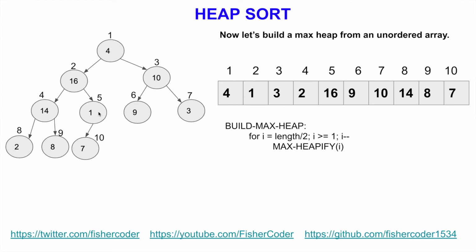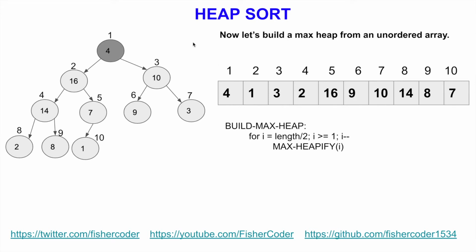16 is going down. Now we'll continue to call max-heapify on this one because this one is not greater than its children, right? Its left child is not. So we'll swap it up also. Now we'll keep decrementing I until the first element, which is 1. In this case, this is 4.